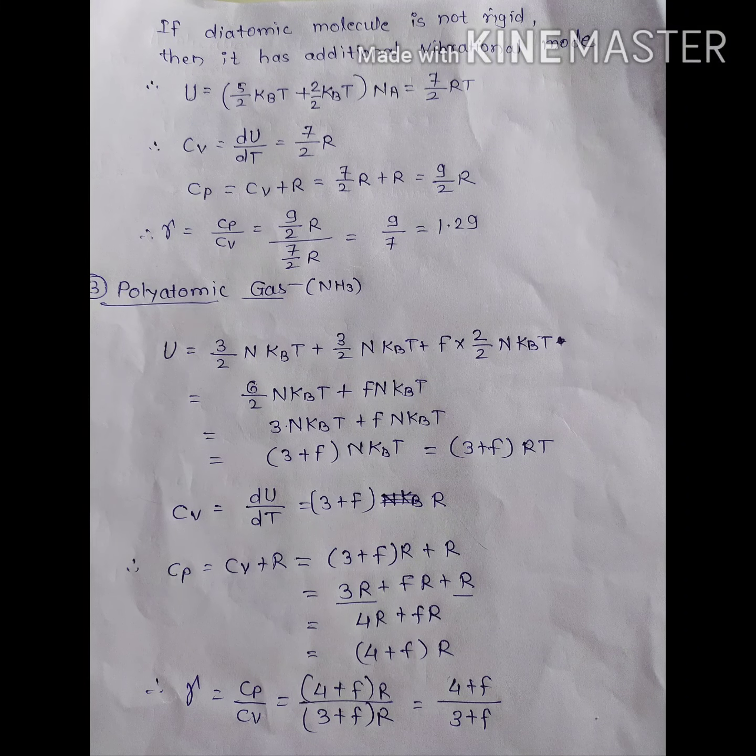Here n kBT is common, so take it outside the bracket. Therefore (3 + f) is inside the bracket, times n kBT, but n kBT is nothing but RT. Therefore the equation is U = (3 + f) RT. Here n is nothing but Avogadro's number. Therefore Cv = dU/dT = (3 + f) R.